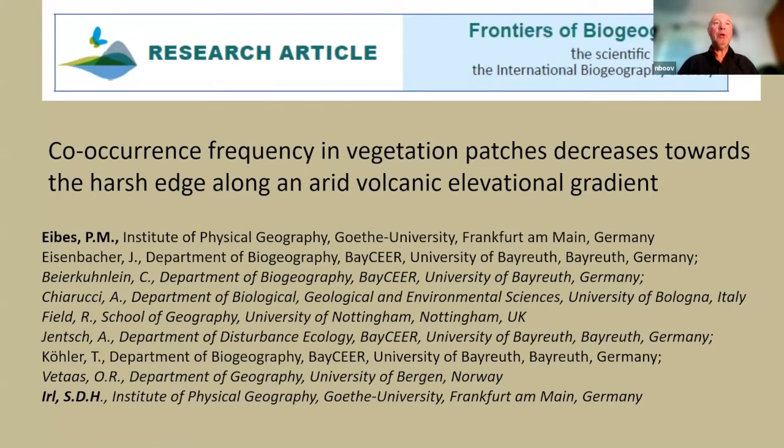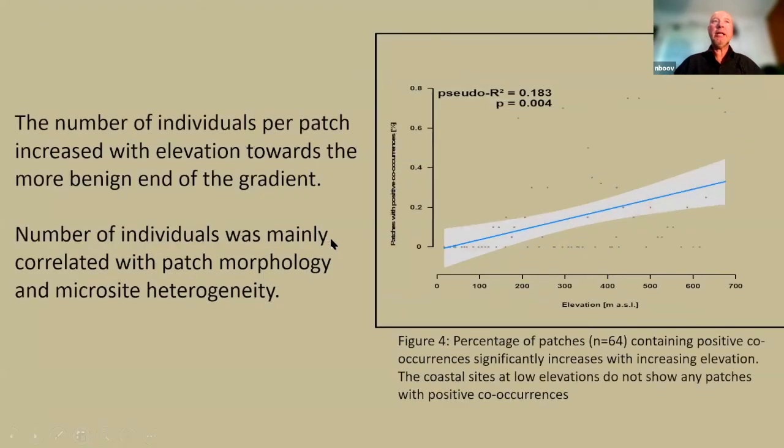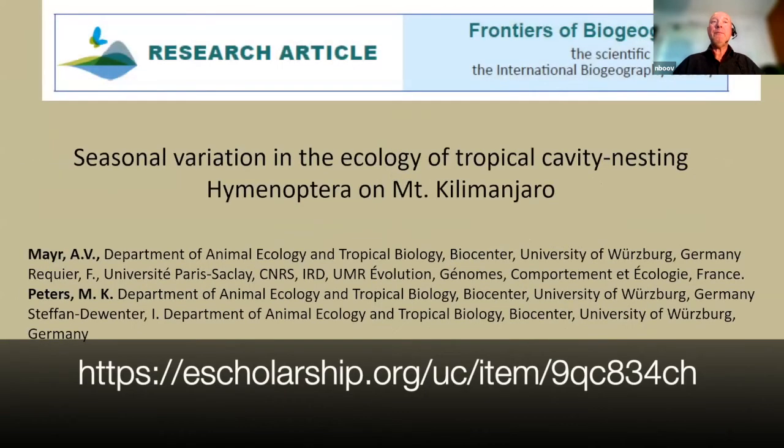Then we have this paper, which is a spin-off from the science school in La Palma, in one of the Canary Islands, led by Carl Beierkuhnlein and Anke Jentsch. Eibes is the first author, and Severin Irl is the senior author here. They look at co-occurrences and the frequency in vegetation patches and how they decrease with a harsh edge along an arid volcanic elevation gradient. What they find is actually a bit of the opposite. They find the number of individuals per patch and co-occurrences increased with elevation towards a more moist or benign end of the gradient.